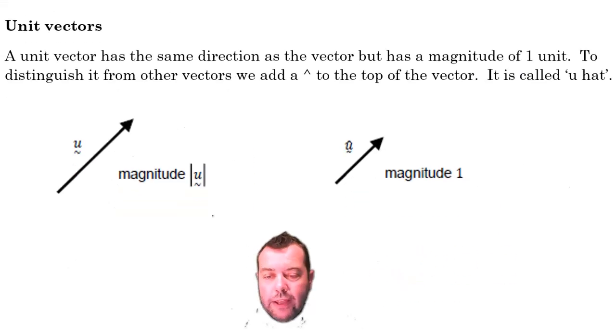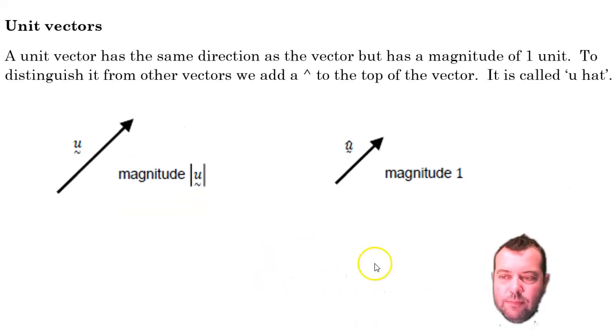Moving along now, unit vectors. A unit vector is just a vector that has a magnitude of 1 unit long. Same direction, but just 1 unit long. We can almost treat that as a special vector that just describes direction in a lot of ways. We put a little hat on top of it to show that it's a unit vector, and we call it u hat. There are worse things to be called than hat, I guess.